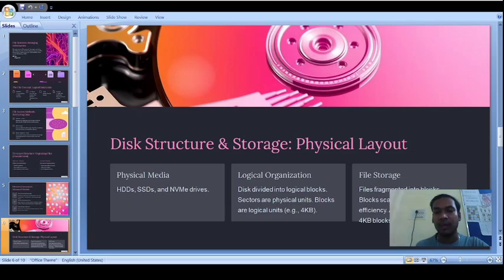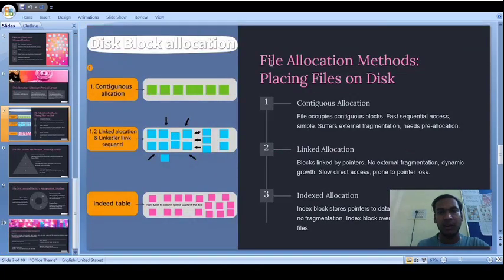Files are fragmented into blocks. Files are stored in small parts, which are divided into blocks. And file allocation. There are three types of file allocation: contiguous allocation, linked allocation, indexed allocation. Contiguous allocation, where the file occupies contiguous blocks, giving fast sequential access, but it suffers from external fragmentation.